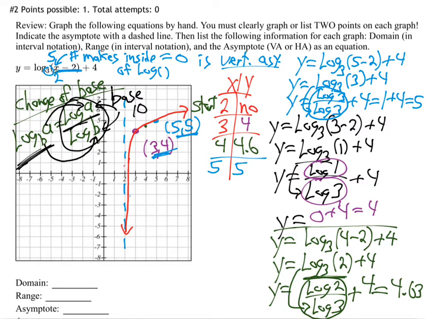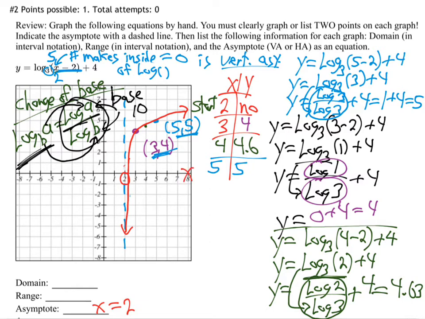Now they want the domain, the range, and the asymptote. Let's come down for the asymptote. That is going to be easy to find. The asymptote on this one is going to be x equals 2. Right? The vertical asymptote hits the x-axis at 2.